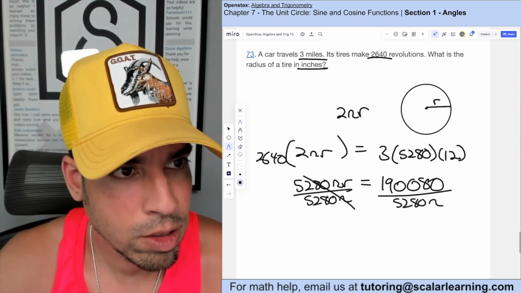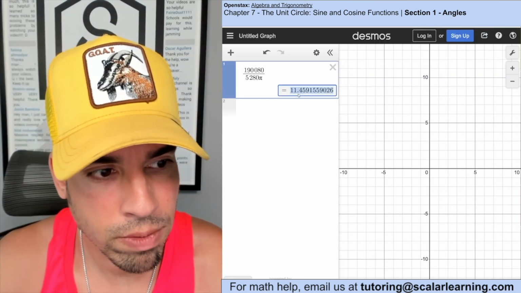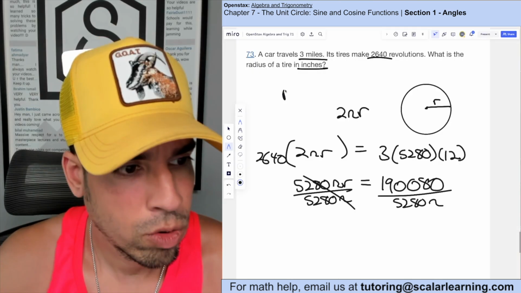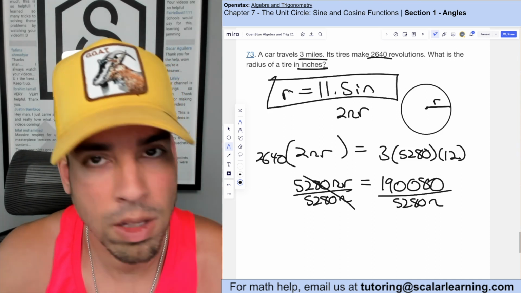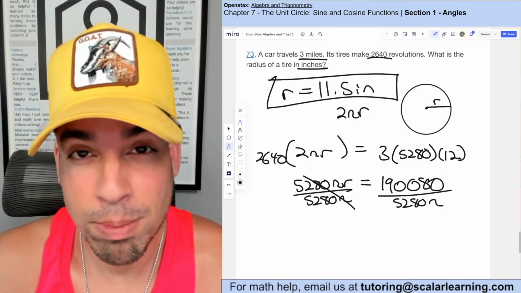Last step to solve for radius, we're going to divide both sides by 5,280 pi. And we're going to plug it into Desmos. And we get approximately 11.5 as we round up to the nearest tenth. So the radius would be approximately 11.5 inches. Boom, done.